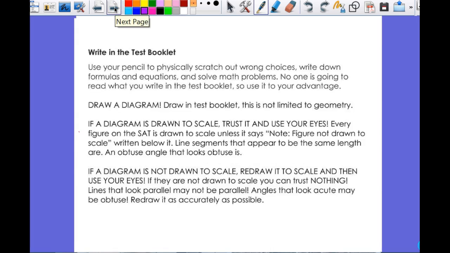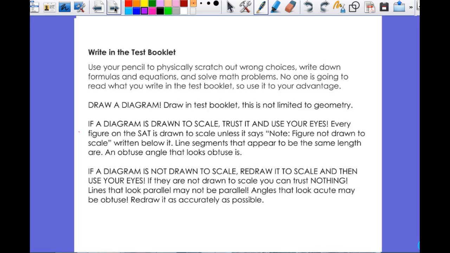All right, so write in your test booklet. You use your pencil and you actually write stuff down. You mark out wrong answers. You work out the math. Nobody's checking your work. I'm not saying you have to show all of your work and box the final answer and all that type of stuff. You ain't got time for that anyway.